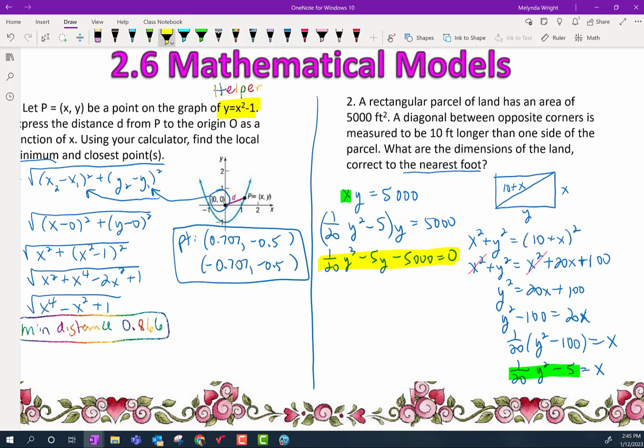So what is the process that we just went through? We found two equations that relate x and y together, and we solved one of them for x so that we can get rid of x in the other one. We're just solving a system. All right, so let's go to our calculator.